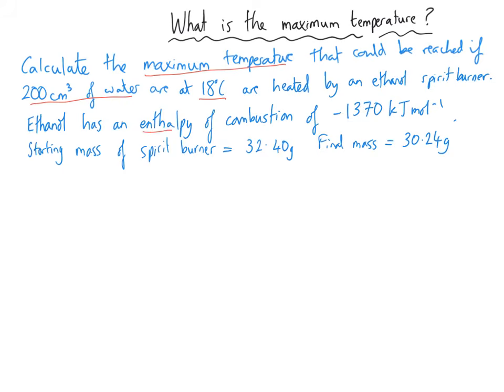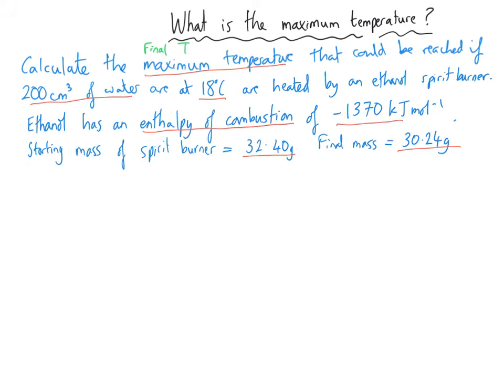The enthalpy of combustion of ethanol is minus 1370 kilojoules per mole, and the mass of the spirit burner at the beginning was 32.40 grams, and then at the end it was 30.24 grams. So it's decreased a little bit. So now let's have a reread of that question. We've been asked to calculate the maximum temperature. So that is a final T. So what temperature did it get to?